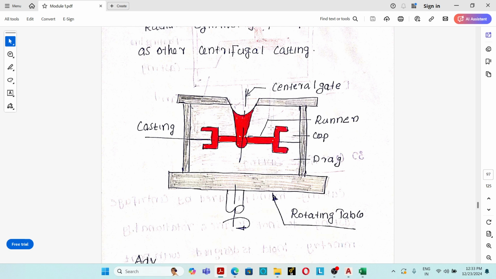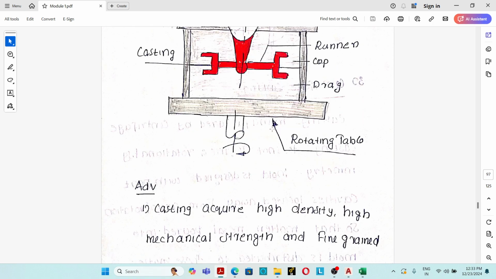So these are the three types of centrifugal casting process: true centrifugal casting process, semi-centrifugal casting process, and centrifugal casting process.